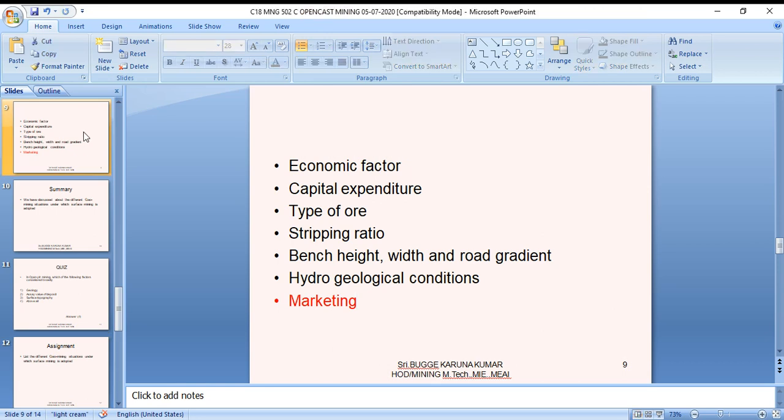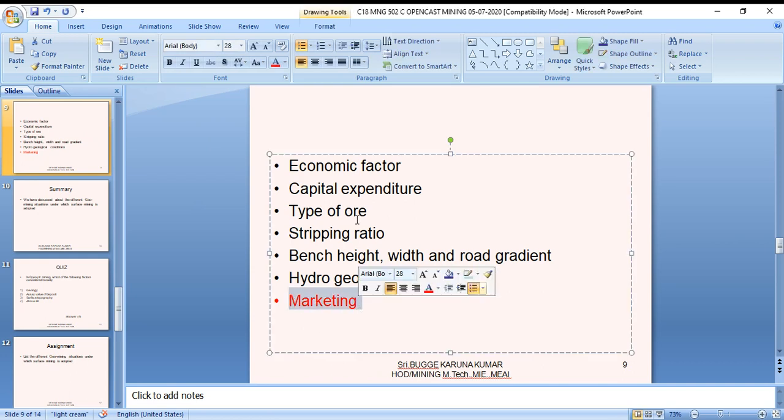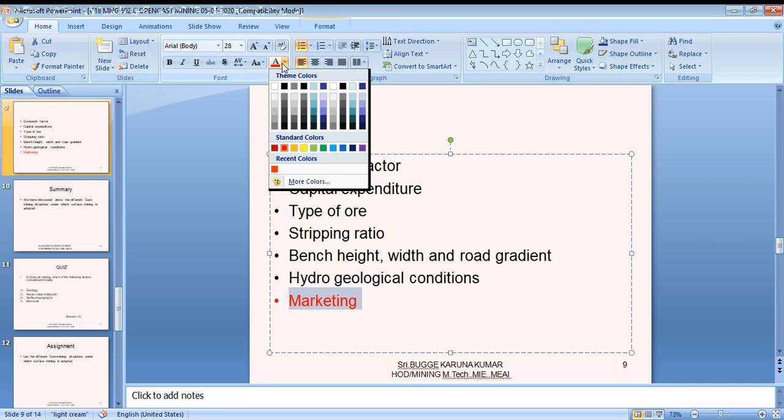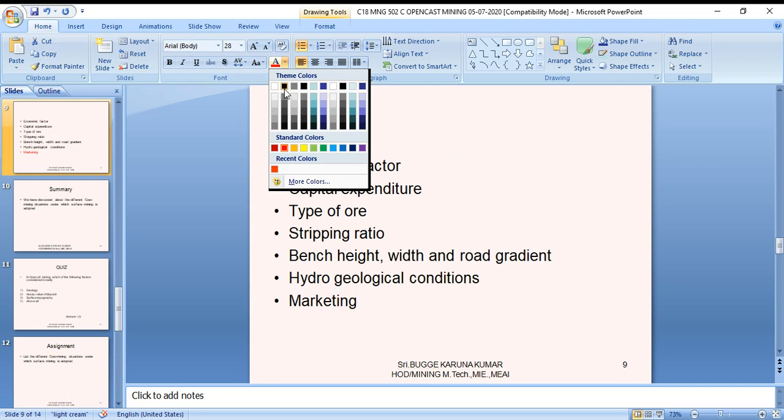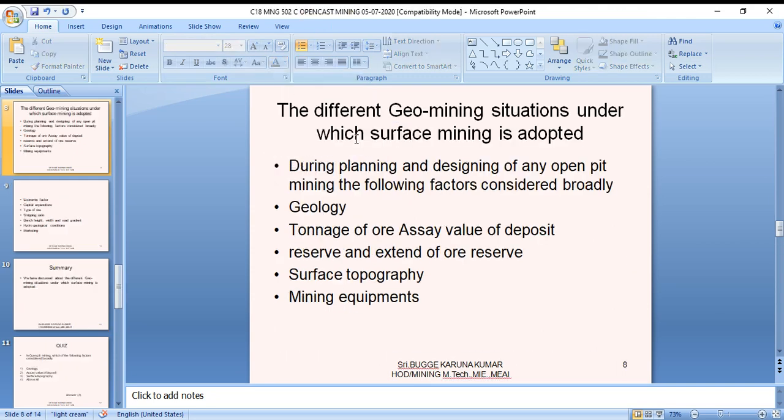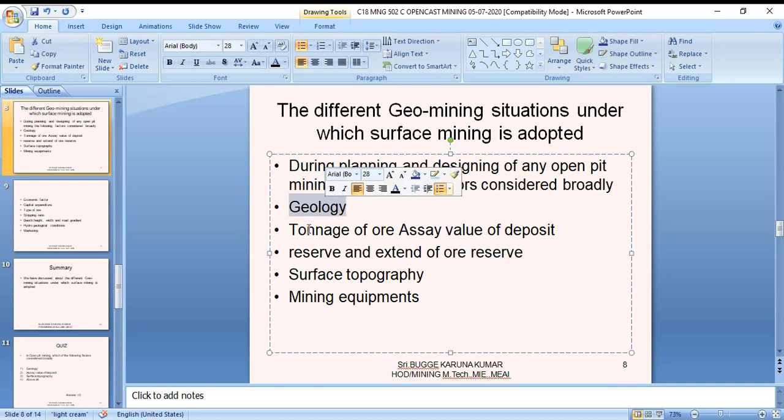So now these are the total points I hope you have covered here. These points are very important before adopting an open cast mine. Let me repeat them again. Number one, geology is one of the important factors.